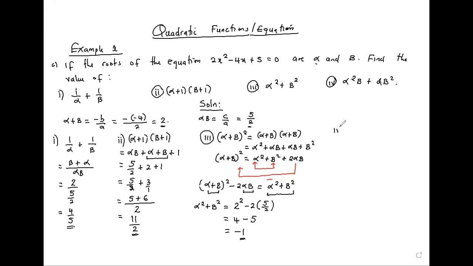Part 4, we have alpha squared beta plus alpha beta squared. We will factor out what is common. Alpha here, alpha here, we get the one that is not squared. Beta here, beta here, we get the one that's not squared. Alpha squared beta over alpha beta.